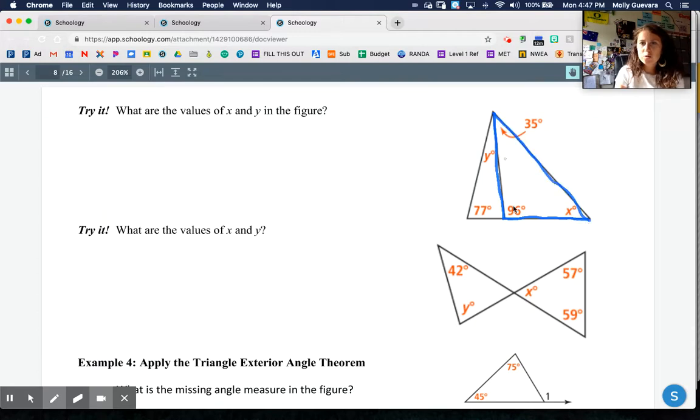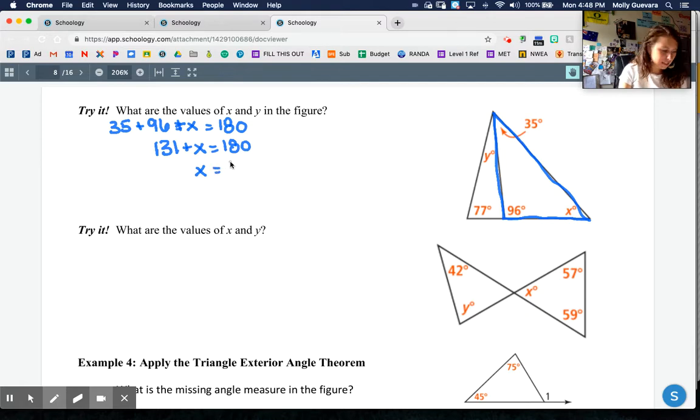And I know two of the three angles, right? So I know that 35 plus 96 plus x equals 180. So if I solve, 35 plus 96 is 131. 131 plus x equals 180. I subtract 131 from both sides, and I get that x is equal to 49 degrees.